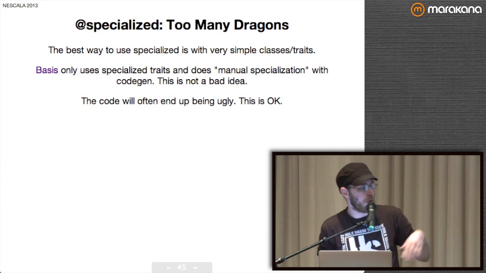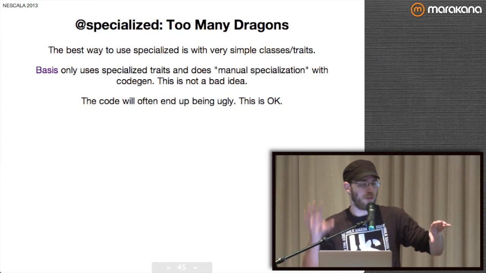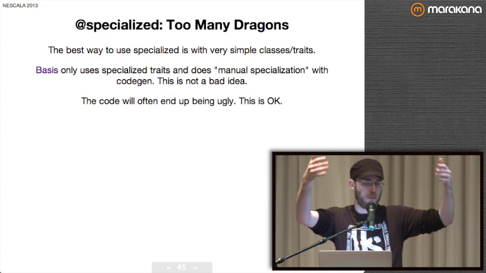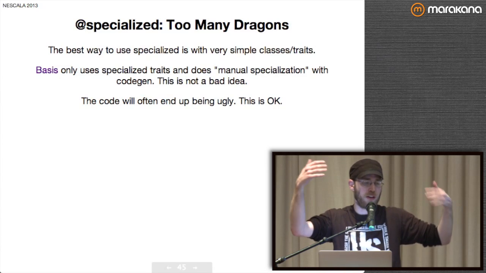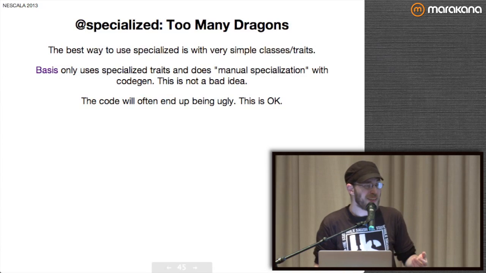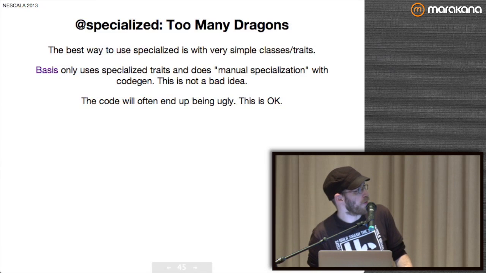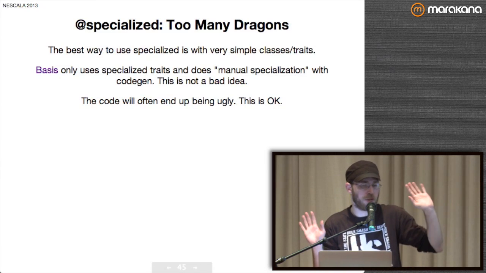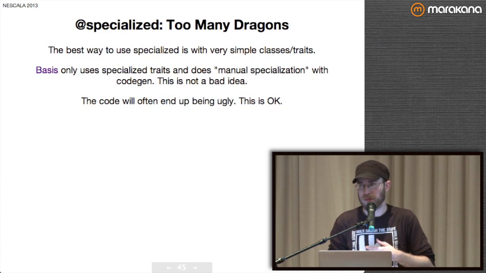Basis is a cool library. He only specializes traits. All of his implementations are concrete classes that extend the trait. So he's doing what I said. He's only using it for methods. He's not specializing fields. He's not doing anything tricky. And I get the sense that it works well for him. I haven't really played with this library too much, but like I said, when you write specialized code, it will often end up ugly. That's just okay. I mean, there's just no way around it.